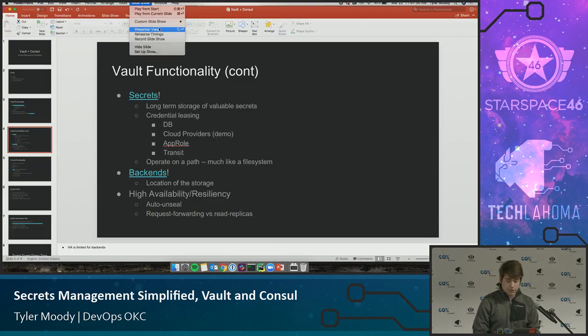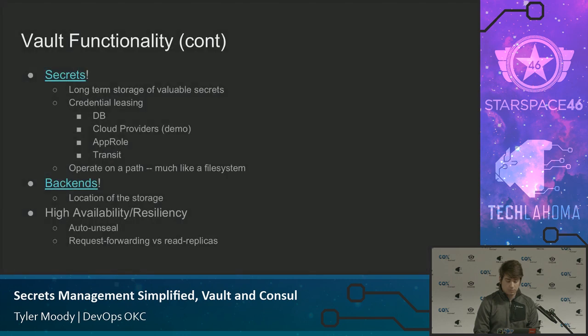All right, so backends. It's the location of the storage. This is what I was talking about. You can use RDS backing, you can use a file system backing. We're using Consul in the demo, so Consul operates as a KV store, and it's a distributed cluster, so it's just KVs everywhere. And Vault handles the encryption and storage into that Consul cluster, but Consul's the one that maintains it.